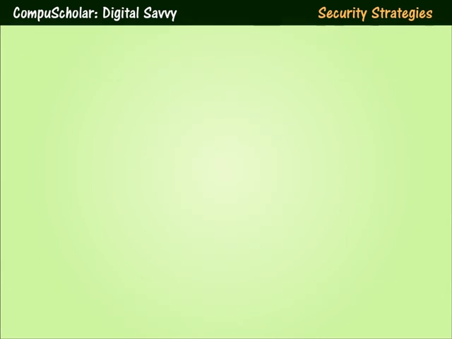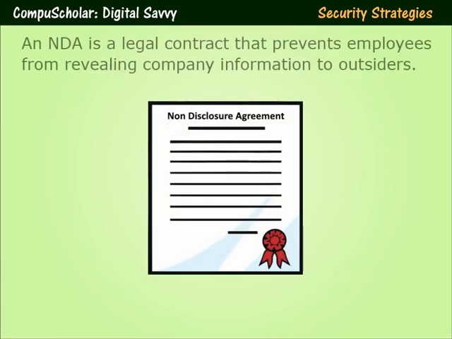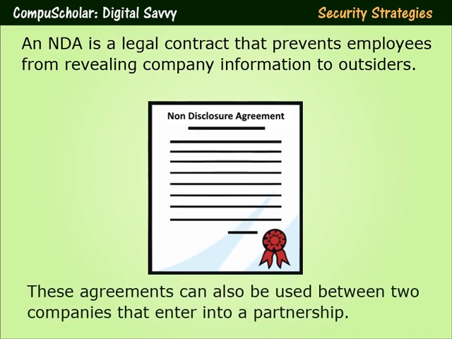The most common method used to protect internal business information is a non-disclosure agreement or an NDA. This is a legal contract between a business and its employees that prevent the employees from revealing company information to outside parties. These agreements can also be used between two companies. In this case, the NDA will protect each company from using any secrets that were learned during a partnership.